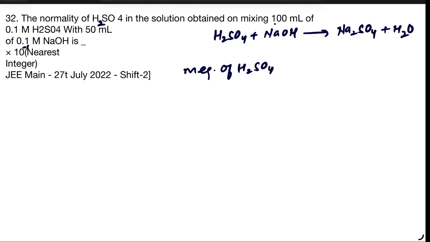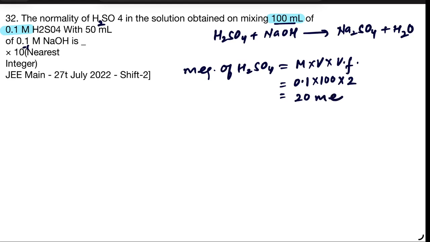Now, since the volume is given in milliliters, it will give milliequivalents of H2SO4. Milliequivalents of H2SO4 will be equal to molarity into volume into valency factor of H2SO4. The molarity of H2SO4 is given as 0.1 M. The volume of H2SO4 is 100 milliliter. So 0.1 into 100 into the valency factor of H2SO4, which is 2, so this is equal to 20 milliequivalents. So this is the milliequivalents of H2SO4 present.